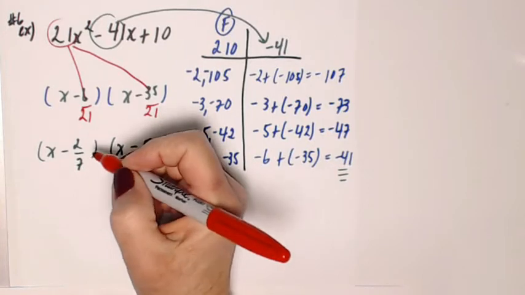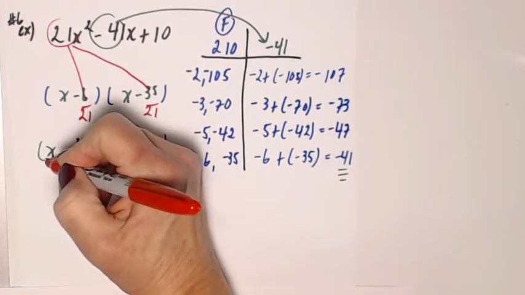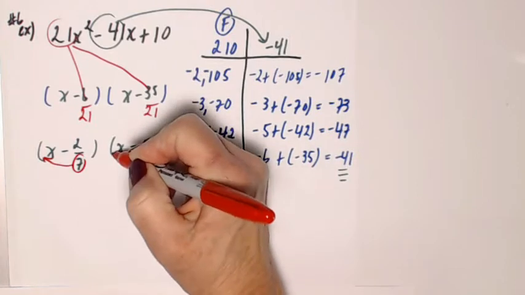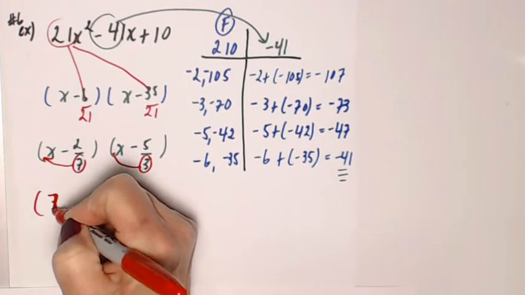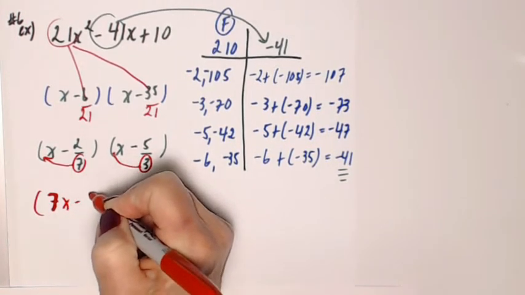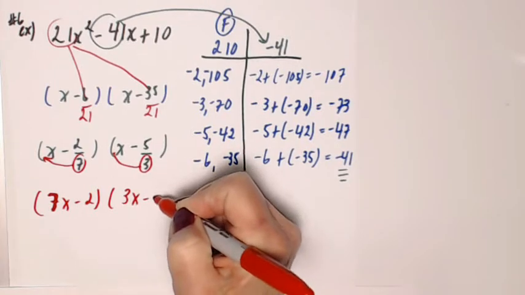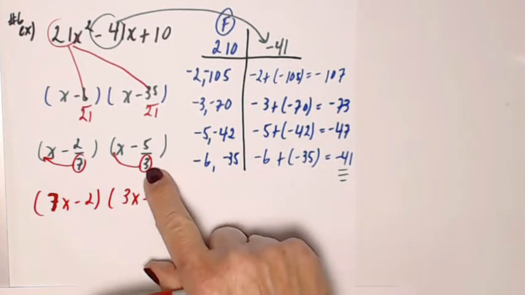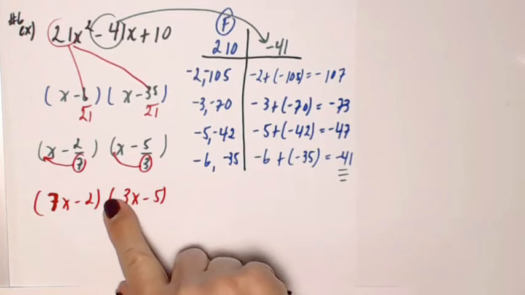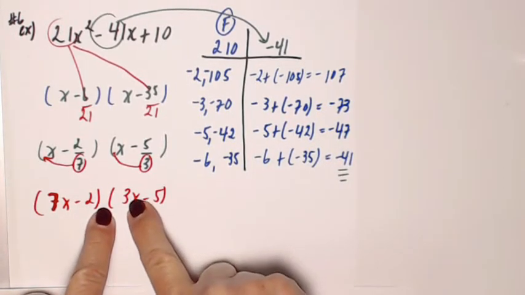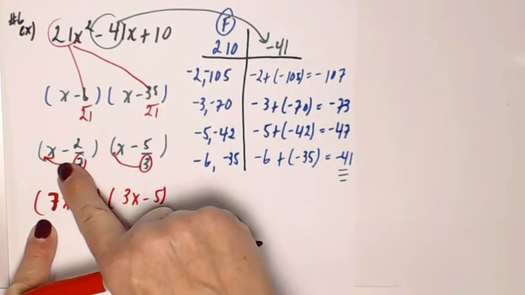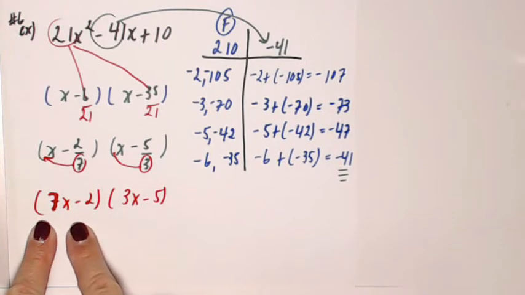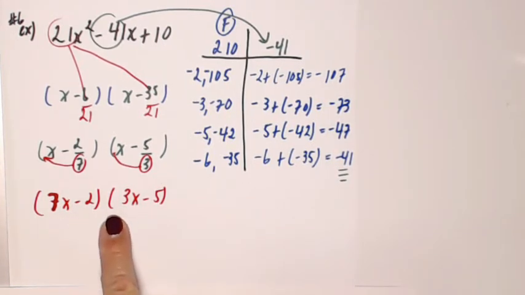So to finally clean this up, this 7 gets moved in front of the x, and this 3 gets moved in front of the x. Whoops. I have 7x minus 2 here, and 3x minus 5 here. Notice I moved the 3 in front of the x, but it's still inside the parentheses. It's in front of the x, but inside the parentheses. And over here, the 7, again, it's moved up in front of the x, inside the parentheses. So 7x minus 2, 3x minus 5 would be our final answer.